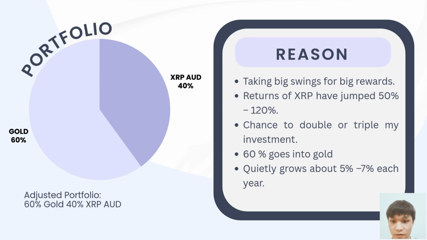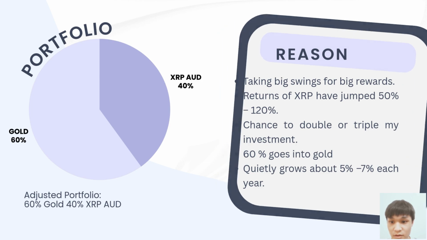Its monthly returns have jumped 50% to 120%, giving me a real chance to double or triple my investment when crypto rallies. To keep most of my savings safe, the other 60% goes into gold, which quietly grows about 5% to 7% each year and hardly moves month to month. That way, when XRP suddenly drops, gold barely budges and cushions my losses, and even if crypto cools off, my overall portfolio still inches upward. This mix lets me chase crypto's upside while leaning on gold's steady gains to protect my capital.